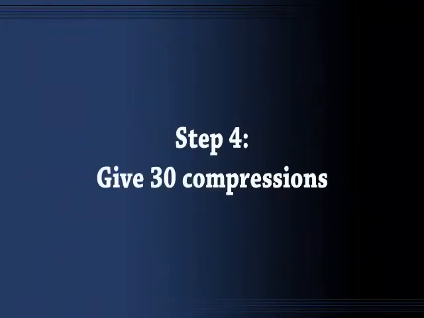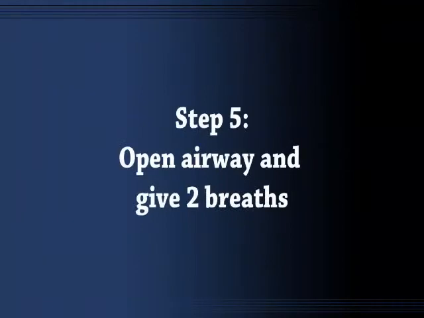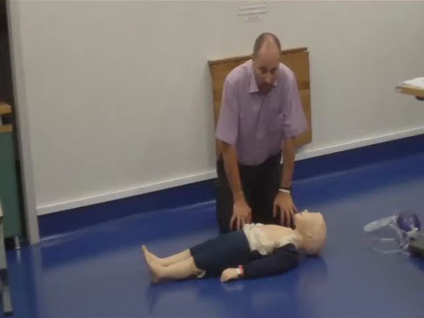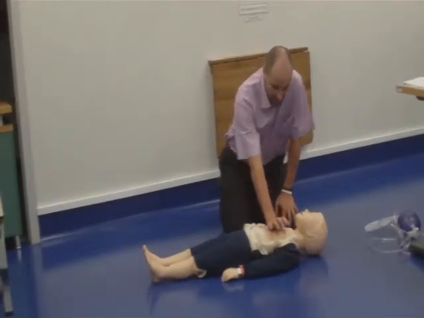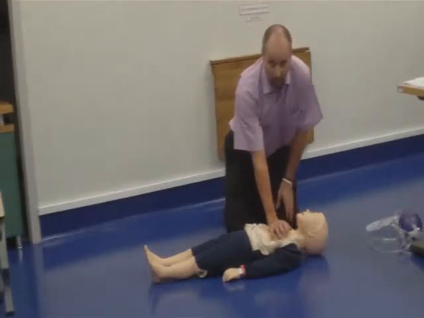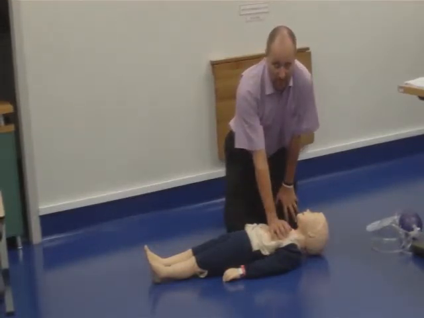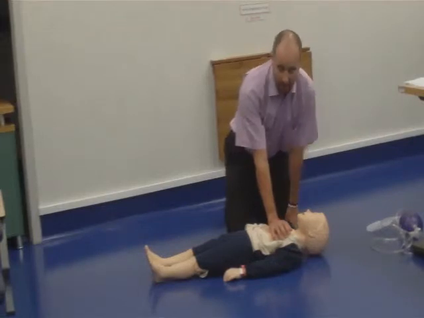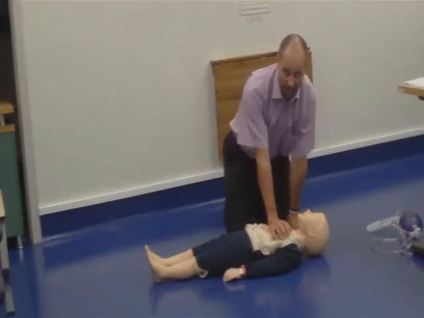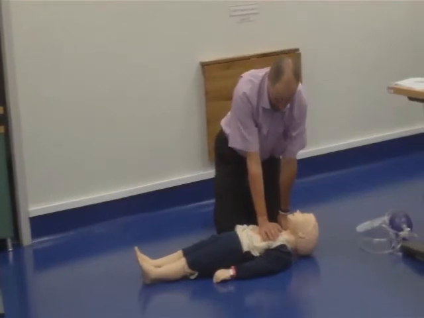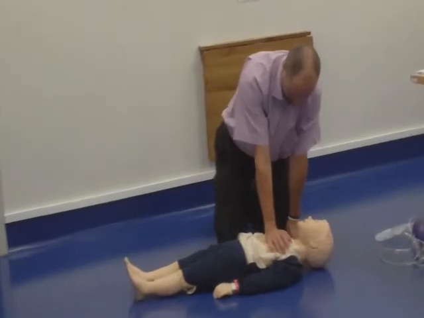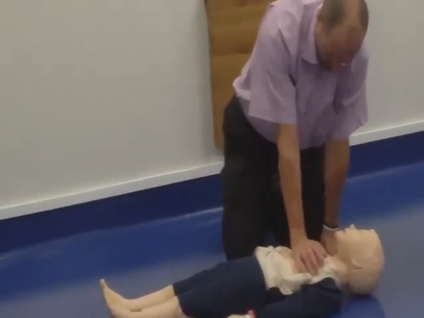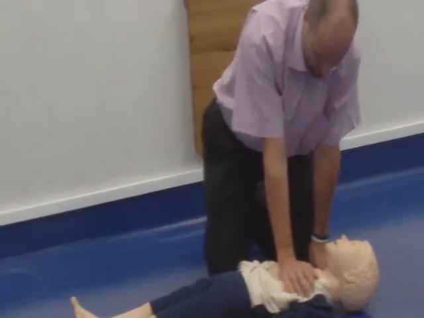Step 4. Give 30 compressions. Step 5. Open airway and give 2 breaths. In the case of a child, we're still going to identify the nipple line and the midline, place the heel of the hand, and I want to still do 30 compressions at 100 compressions a minute. In this case, a depth of 5 centimeters or 1/3 of the depth of the chest of the child. So, 1, 2, 3, 4, 5, 6, 7, 8, 9, 10, 11, 12, 13, 14, 15, 16, 17, 18, 19, 20, 21, 22, 23, 24, 25, 26, 27, 28, 29, 30.